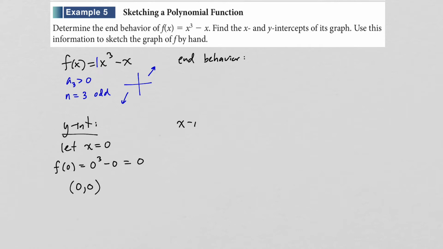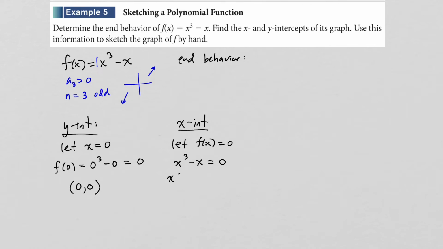To find the x-intercepts, we're going to let f(x) be equal to 0. Now, I know this might sound the same, but here we plug in the number 0 for x to find the y-intercept. But for the x-intercept, we let f(x) be equal to 0. So we substitute 0 in for f(x). And that gives us x cubed minus x equals 0.